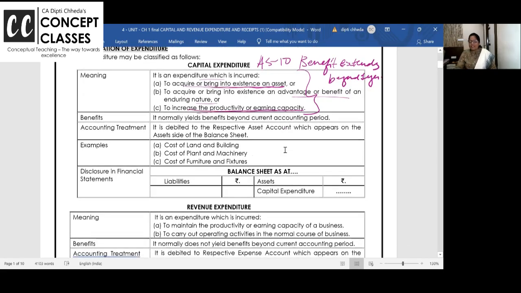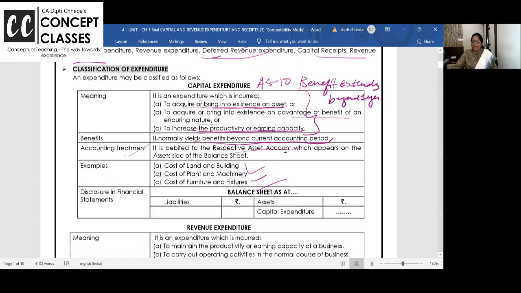Now, what is the benefit? Capital expenditure is benefit beyond the accounting period, what I made you write. Where is it debited? In the respective asset account, which will appear in the balance sheet. Capital expenditure will never go to the P&L account. Examples are purchase of land, building, furniture. They all are treated as assets in the balance sheet, and you need to depreciate also.